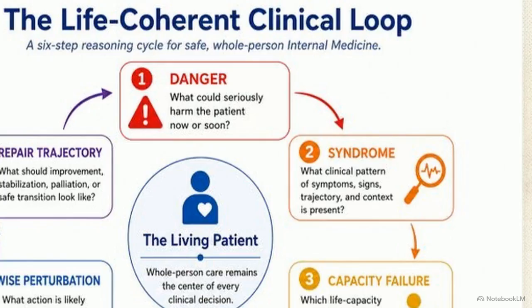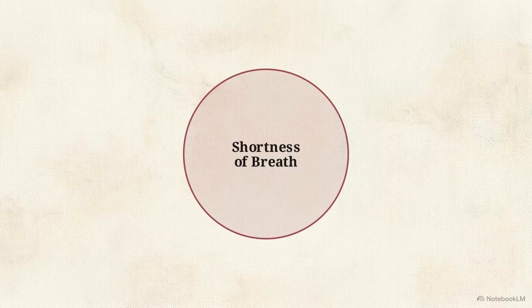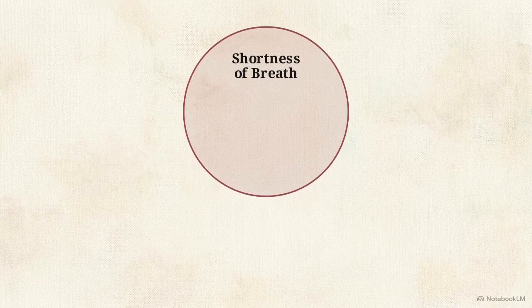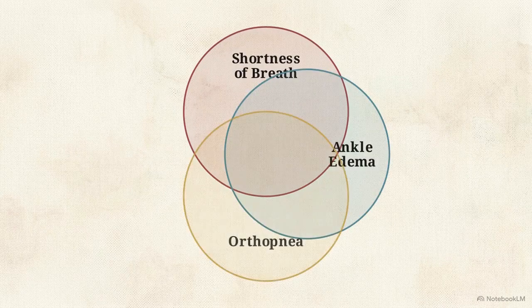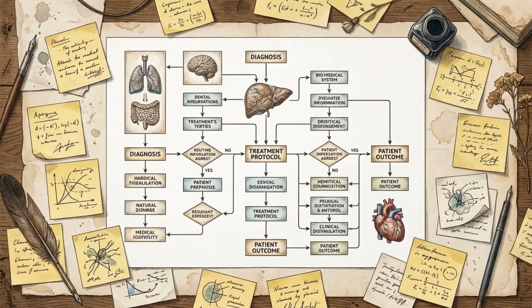Once the patient is safe, we move to step 2, syndrome. This step prevents us from being misled by a single symptom. Shortness of breath is a symptom with 100 causes. A syndrome is the full clinical pattern. Our patient has the symptom of dyspnea. Her syndrome is progressive shortness of breath combined with ankle edema, an inability to lie flat, and reduced urine output. Defining the syndrome dictates the immediate diagnostic pathway and stabilizes the reasoning process.